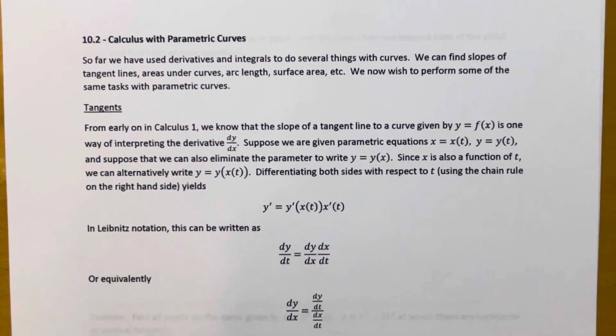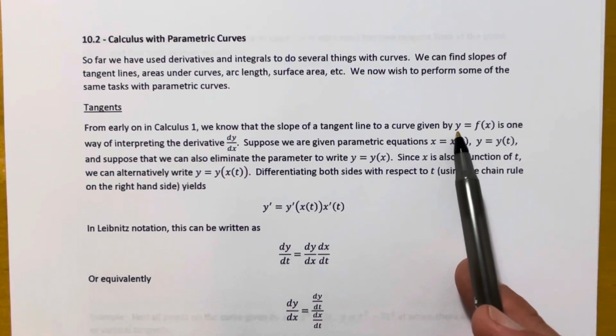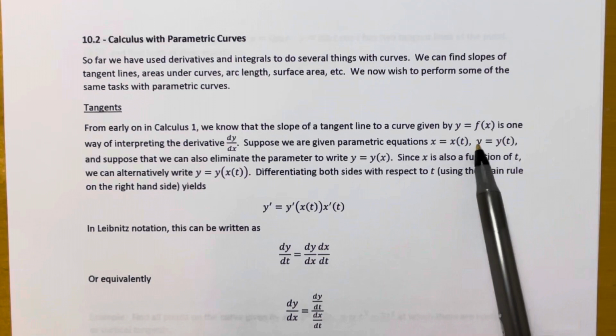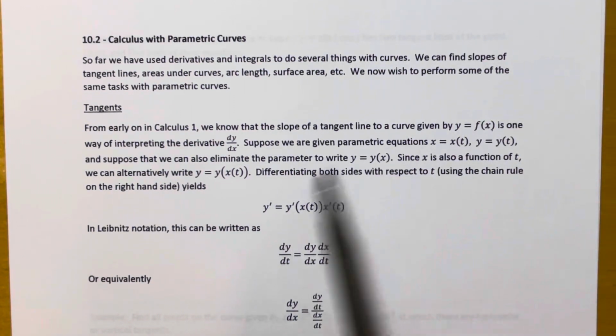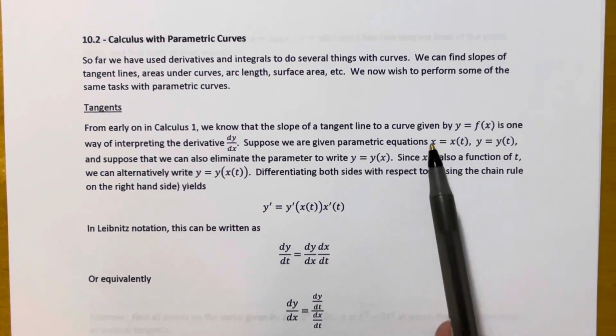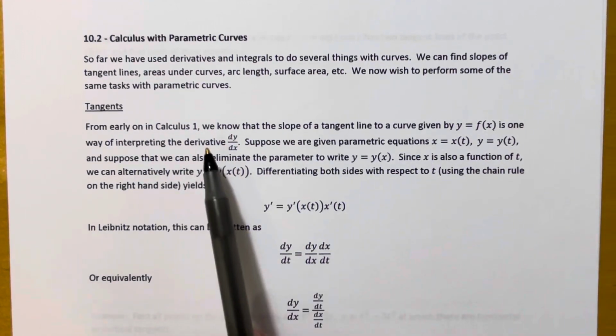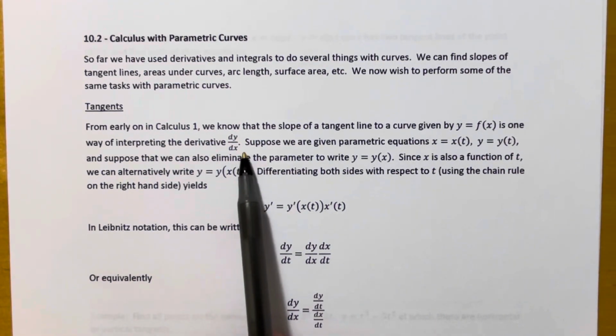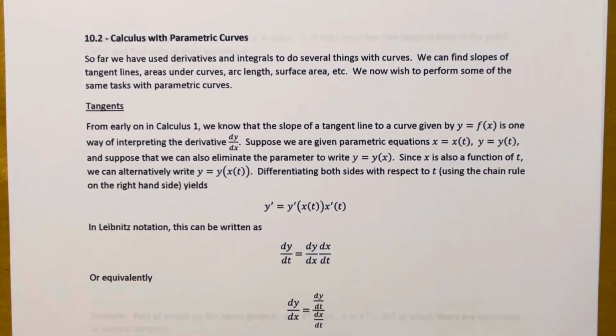In Calculus 1, we show that if you have some curve given by y equals f of x, if f of x happens to be differentiable, then you can find the slope of a tangent line to any point on that curve by evaluating the derivative, dy dx. So dy dx can be interpreted to mean the slope of a tangent line to a curve.